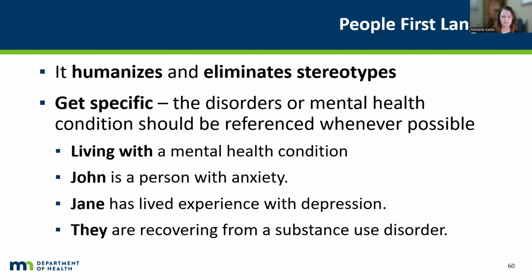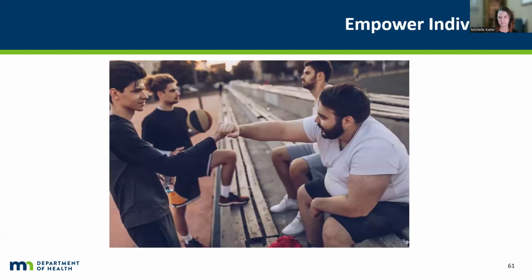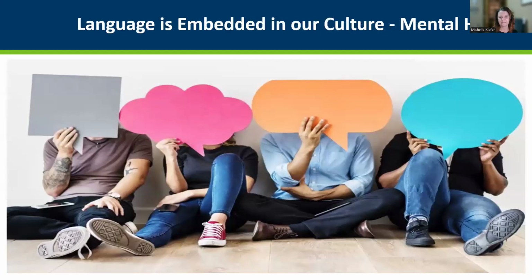use people first language. That means that if I'm sharing with you about my aunt who has a mental health condition, I would say that my aunt Frances is living with a mental health condition, or Jane has lived experience with depression. So you're using the person first and then talking about the mental health condition after you've referenced the person first. Okay, go ahead.